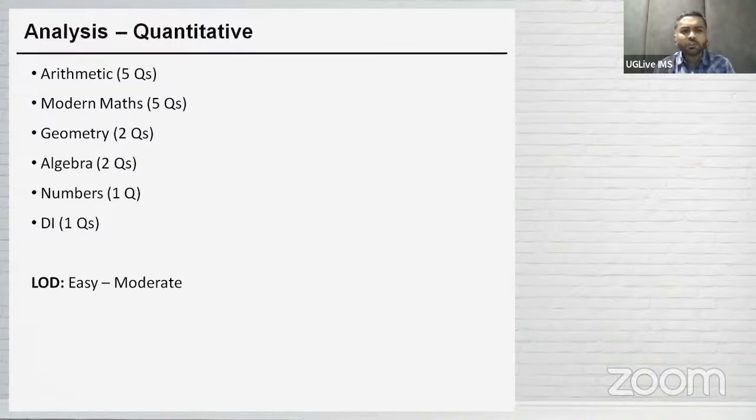Overall, the section was easy to moderate because there were five questions on modern maths, log and permutation, combination, probability, and a few arithmetic questions being lengthy. That's why, considering the SET standard, it is moderate. Otherwise, the section was easy. If someone had prepared for the other exams, considering an SET standard, it was easy to moderate.